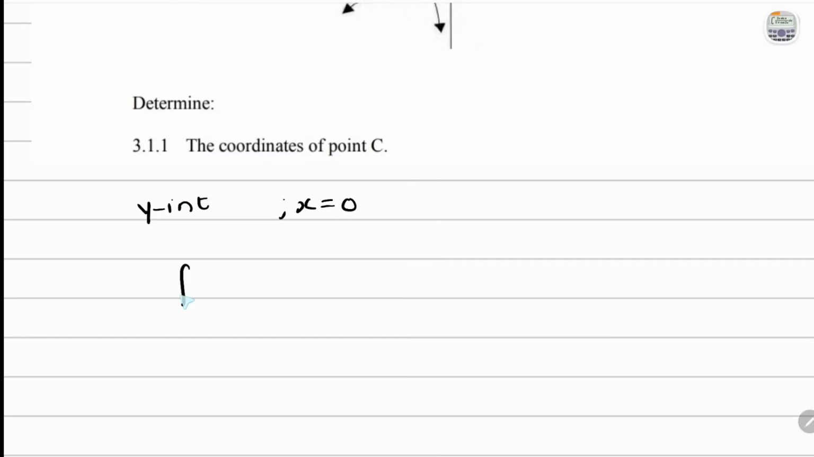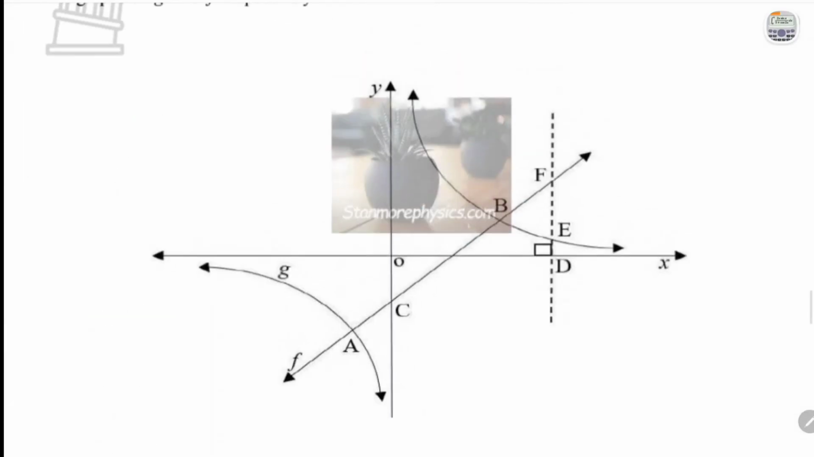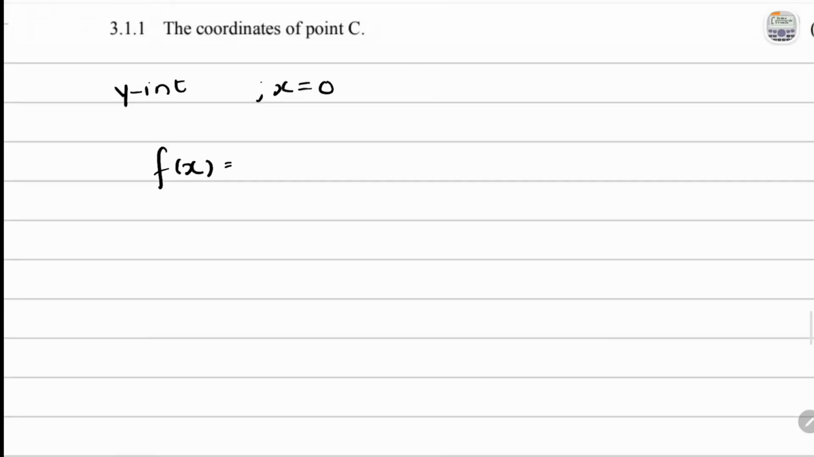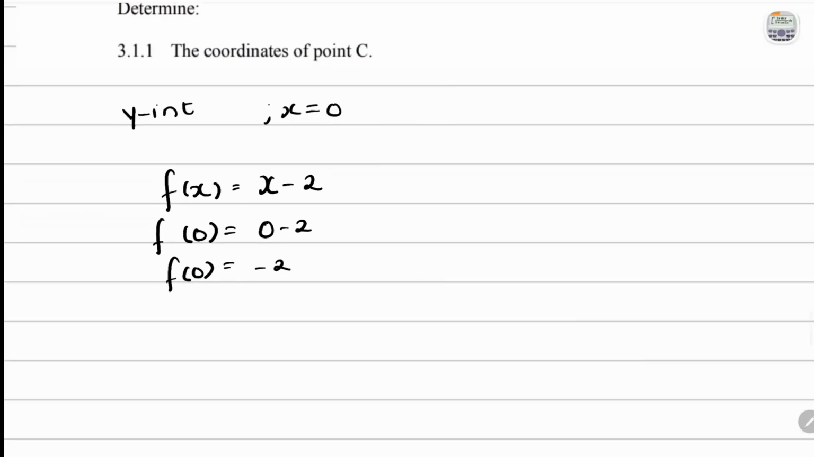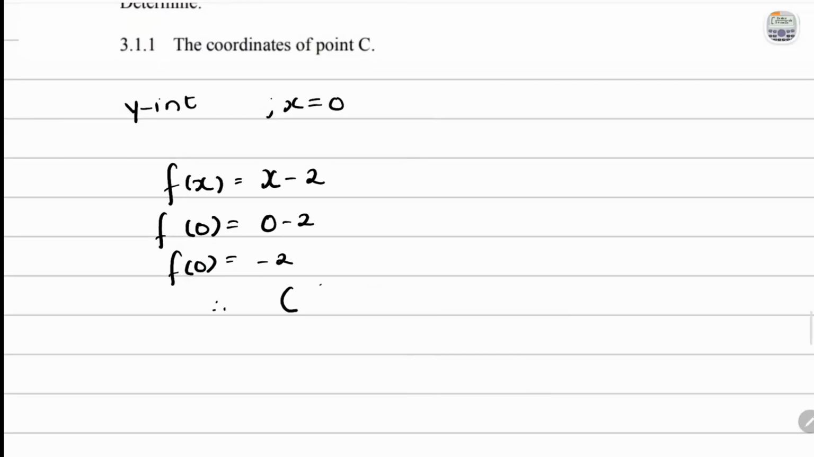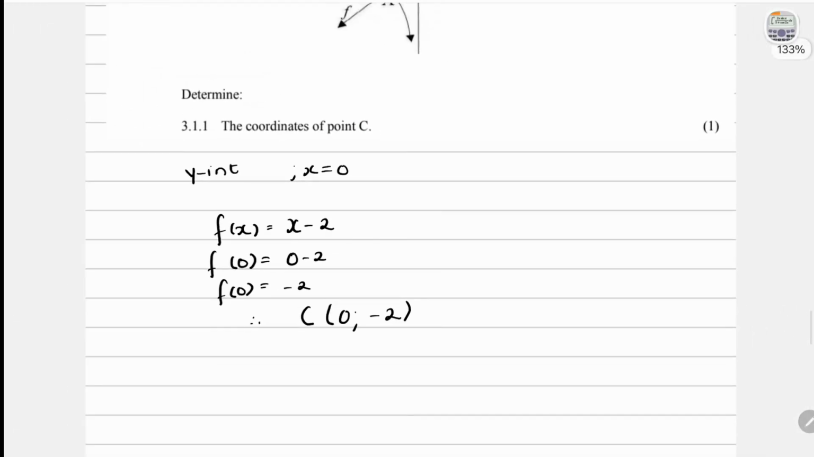So you take the graph of f of x is equal to x minus 2, and you simply make x equal to 0. So this is f of 0 is equal to 0 minus 2, therefore f of 0 is equal to negative 2. And so C is (0, negative 2). Moving on to the next question.